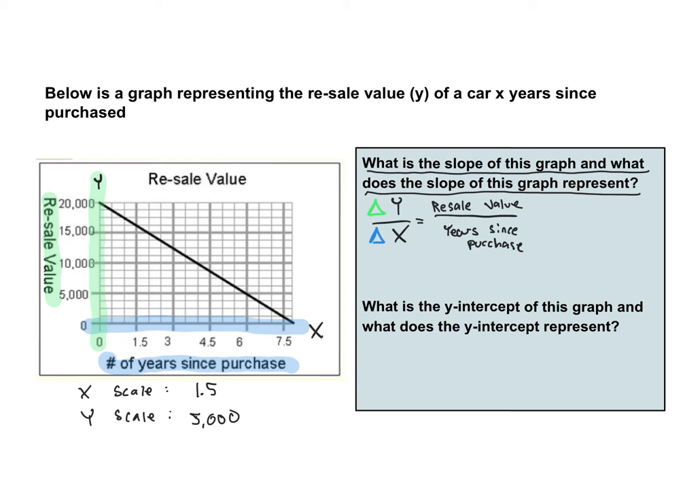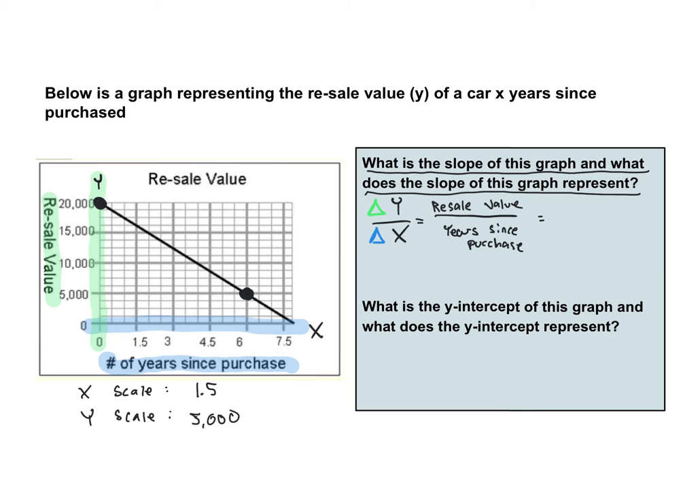And I want to pick a couple of points that are exactly on the coordinate grid where I'm working with integers. I have nice clean data points to work with. So I'm going to pick this point where x is 0 and y is 20,000. And then I'm going to pick this point down here where x is 6 and y is 5,000. And again, I picked those points because it's going to provide me with some really clean data. Now let's go ahead and calculate our slope.